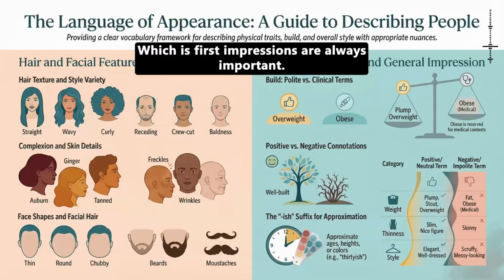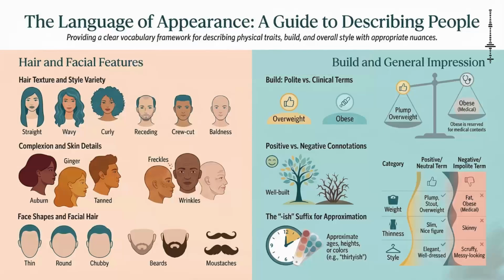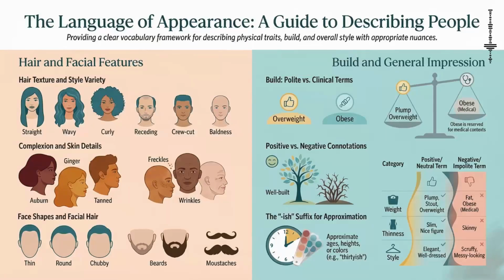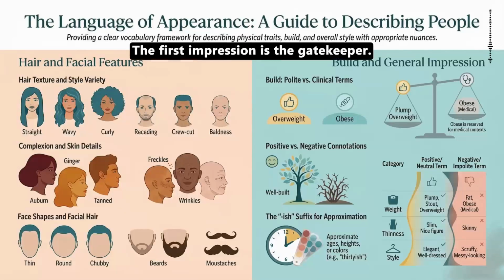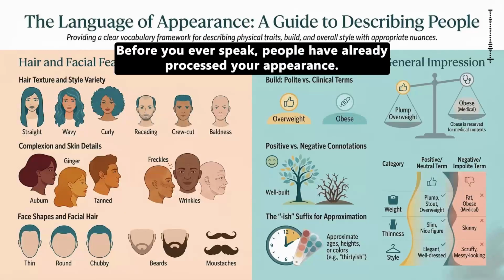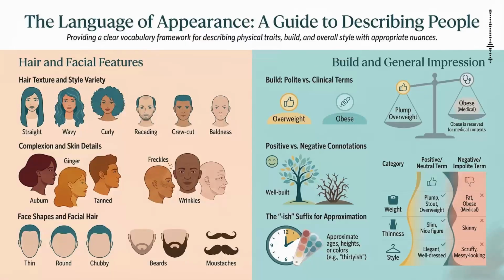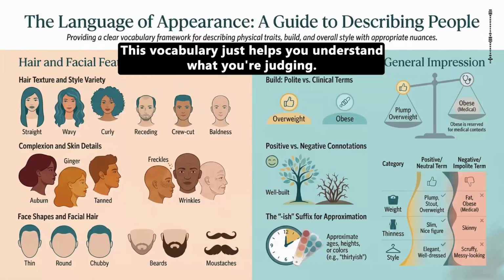Which is, first impressions are always important. So personality keeps the relationship, but appearance opens the door. That's it. The first impression is the gatekeeper. That's why we learn scruffy and smart. Before you ever speak, people have already processed your appearance. We judge the book by its cover, at least for the first 5 seconds. We do. It's human nature. This vocabulary just helps you understand what you're judging.